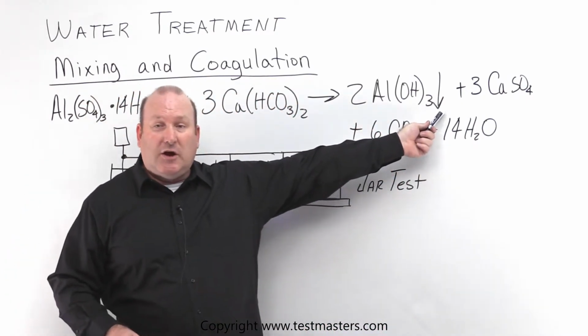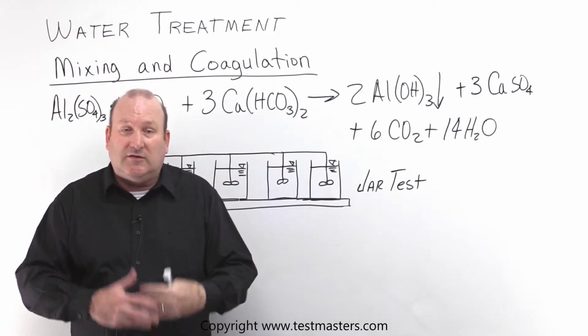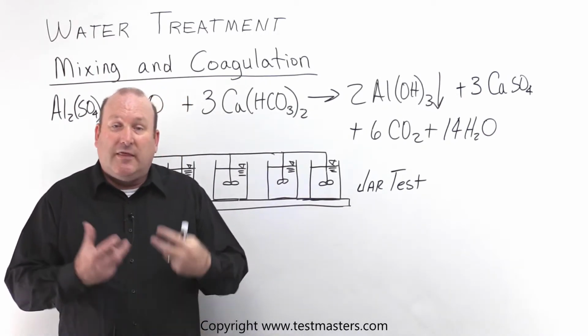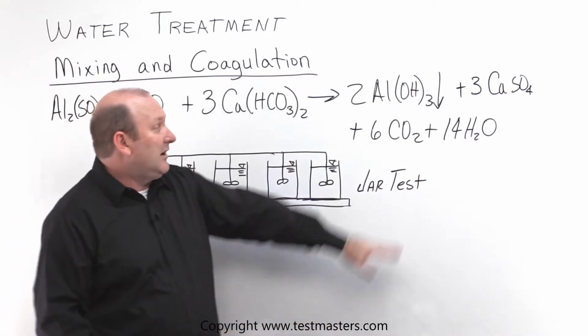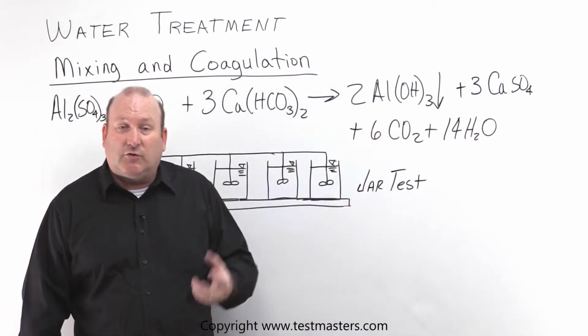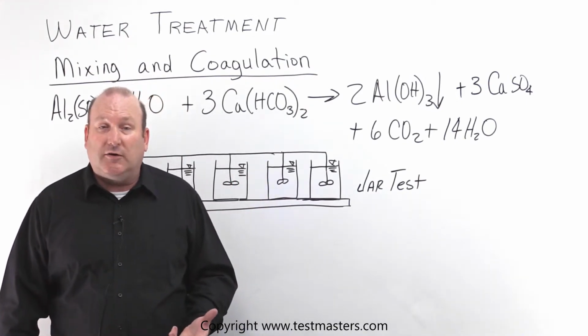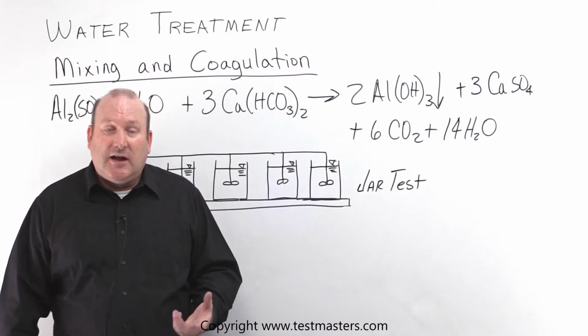The arrow down here means that this is a precipitant. So this is a solid material that's not going to stay dissolved in the water, that will settle. And what's unique about this is that this aluminum hydroxide will attract and drag down with it other solid particles in the water that might not otherwise settle in the water.